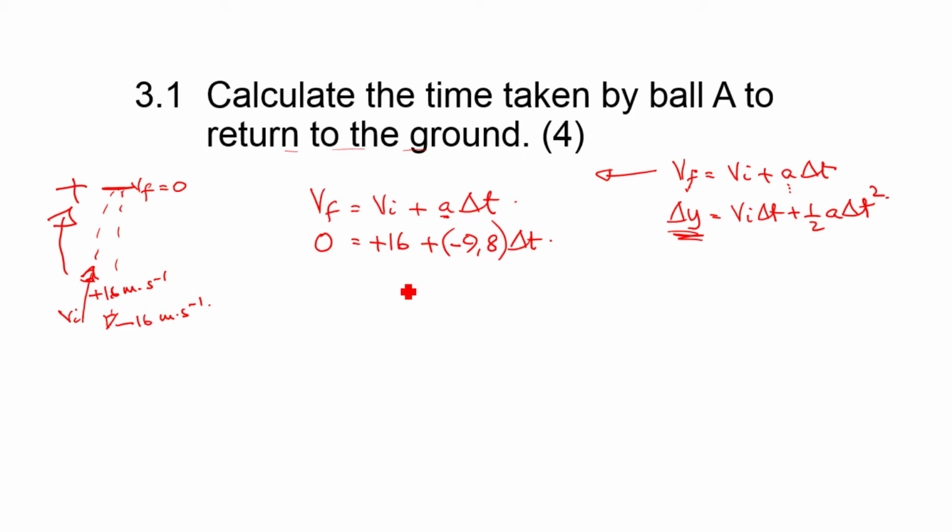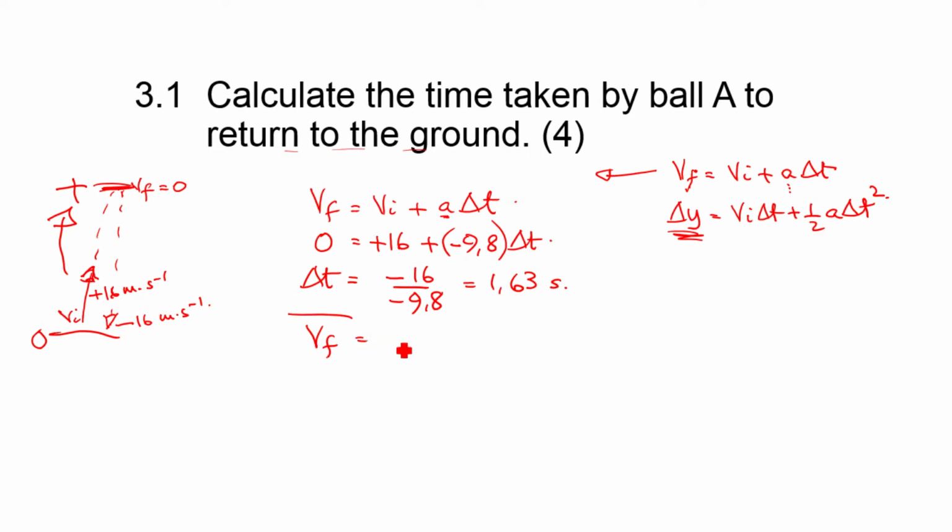So therefore, I can say that delta t is going to be minus 16 over minus 9,8. And that is the time taken to go from the ground, the 0, up to the top. I get an answer which is going to be equal to 1,63 seconds. And then when it's coming down, I'm going to change my equation.